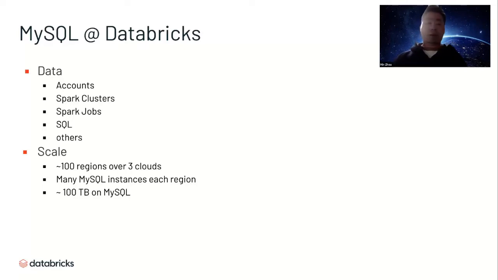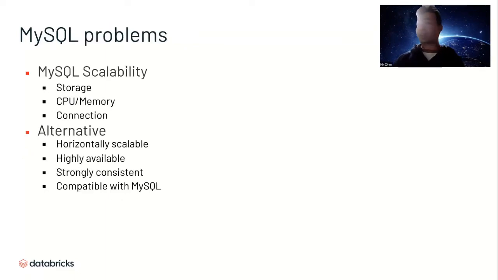In terms of the scale, we have around 100 regions over 3 clouds across the world, including AWS, Azure, and GCP. In each region, we have multiple MySQL instances because of the scalability issue I will mention later for MySQL. Roughly, we have about 100 terabytes of data on MySQL in total. That's the data at MySQL at Databricks.